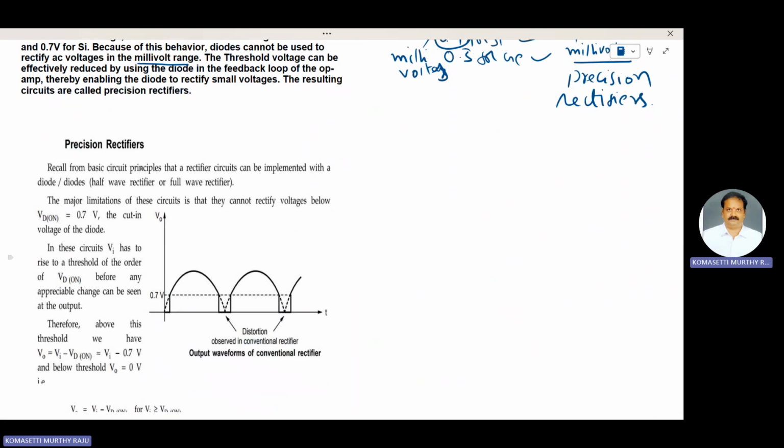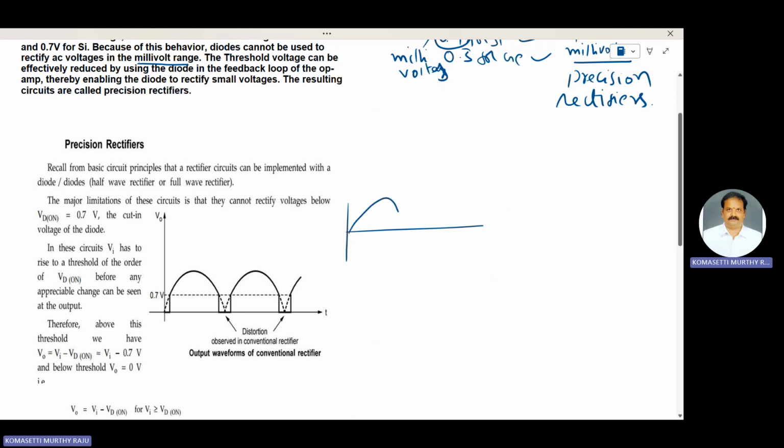Recall from basic circuit principles that rectifier circuits can be implemented with a diode. That means half wave rectifier, full wave rectifier. Generally, rectifiers can be implemented by using diodes. In a half wave rectifier we use one diode; in full wave rectifiers we use two or more diodes. The major limitation of these circuits is that they cannot rectify voltage below 0.7 volts.